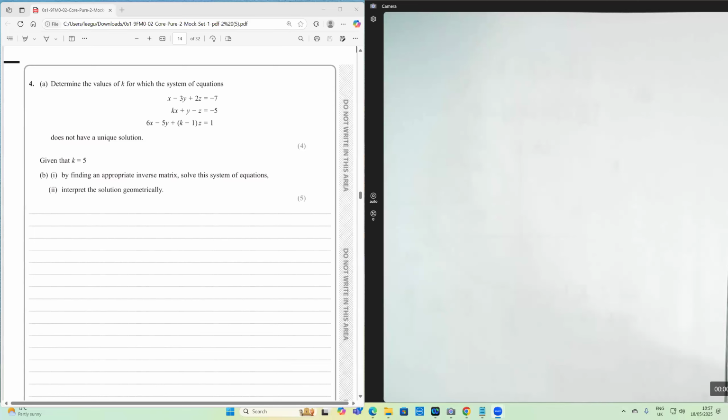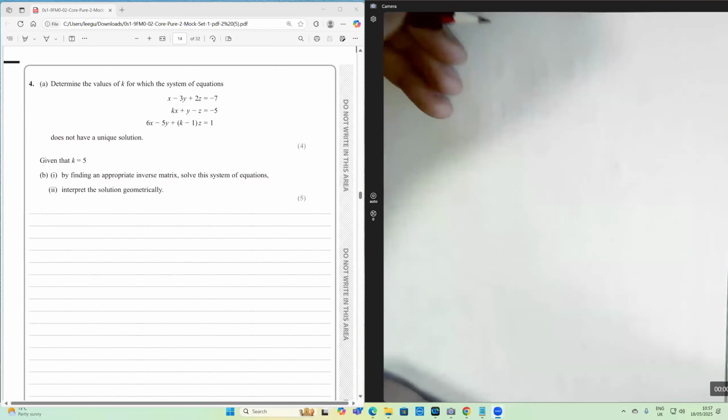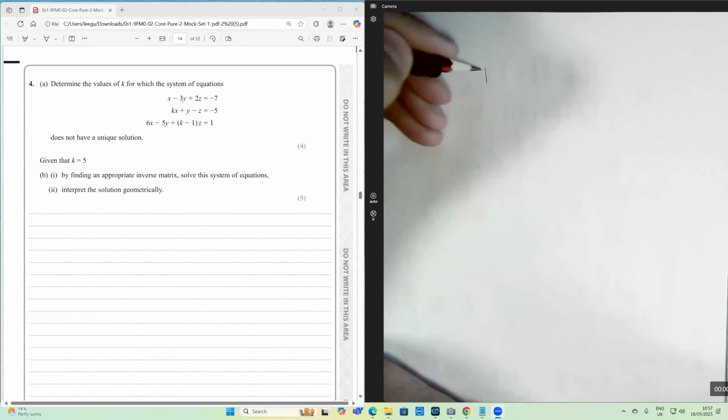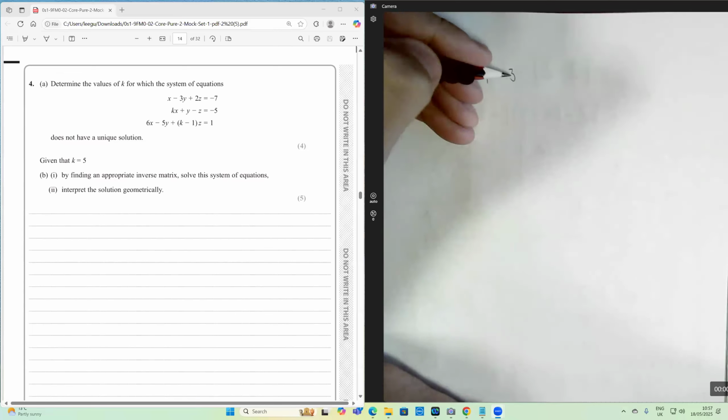So what we need to do is represent these equations as a matrix, and then evaluate the determinant of the matrix and set it equal to 0, because it's only when the determinant is not equal to 0 that we do have a unique solution. So the fact that it's telling us we do not have a unique solution means that the determinant has to equal 0.